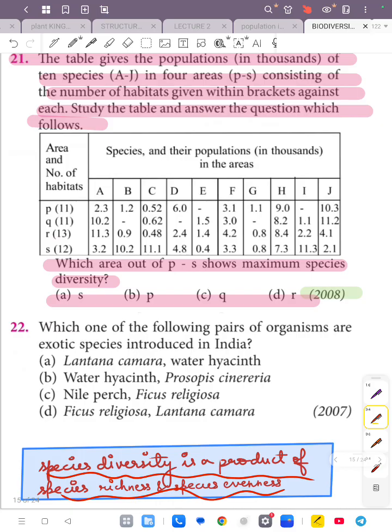So see, if you look carefully, in P and Q there are 11 habitats. And some of the species are completely absent, like here E and I are not there at all. Then in exactly the same way, area Q does not have B species, D species, G species. Okay. Now let's move to R and S. R has 13 habitats, comparatively the maximum number of habitats here, and S has 12 habitats.